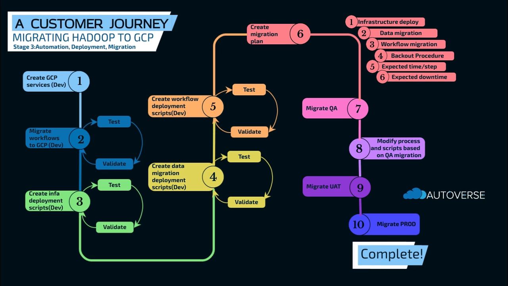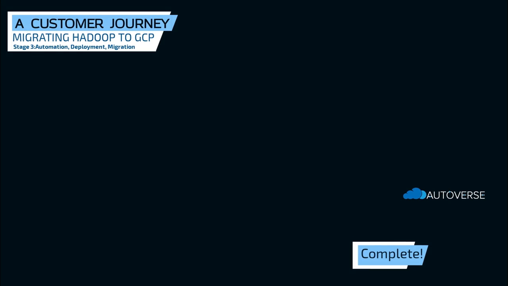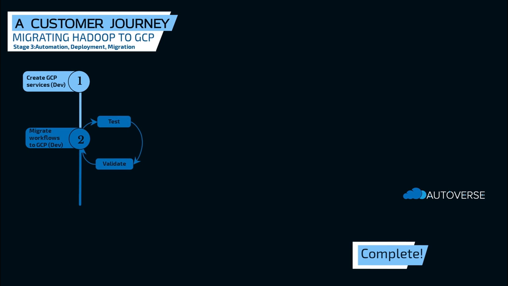and creating a migration plan and a flow that will facilitate an easy and successful migration throughout all the environments for your customer, especially production. So our first step here is creating the GCP services in development. So stage 2, you determine what they are. In stage 3, this first step is about creating them.